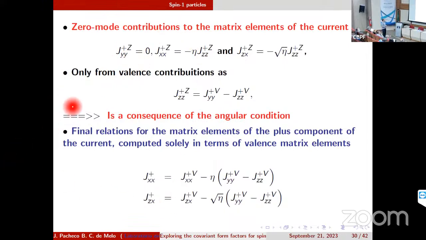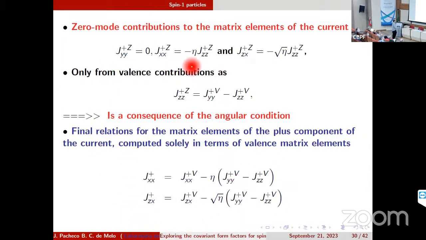the zero mode for AA is 0, for GG the x-axis zero modes are proportional to ZZ, the Z-axis is proportional to ZZ. You see, eta is, remember, the momentum transfer squared divided by 4 times the hole meson. Then I have this relation. This zero mode is related to the valence component of this polarization minus the valence component of ZZ. Okay? And after working a little bit, you have this nice relation between all the matrix elements.